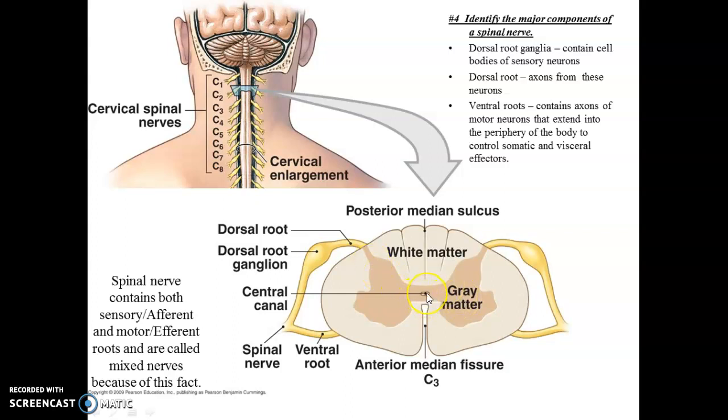You have the central canal, posterior median sulcus, which is to the back, anterior median fissure, dorsal root to the back with the dorsal root ganglion. And remember, the ganglion is a mass of cell bodies in the peripheral nervous system, all the way down to the ventral root. In the next few slides, I will go over this area right here.